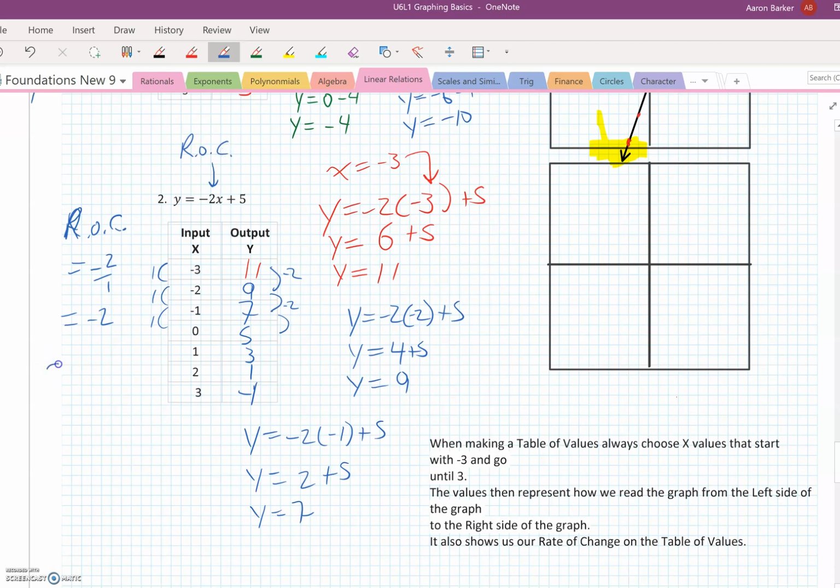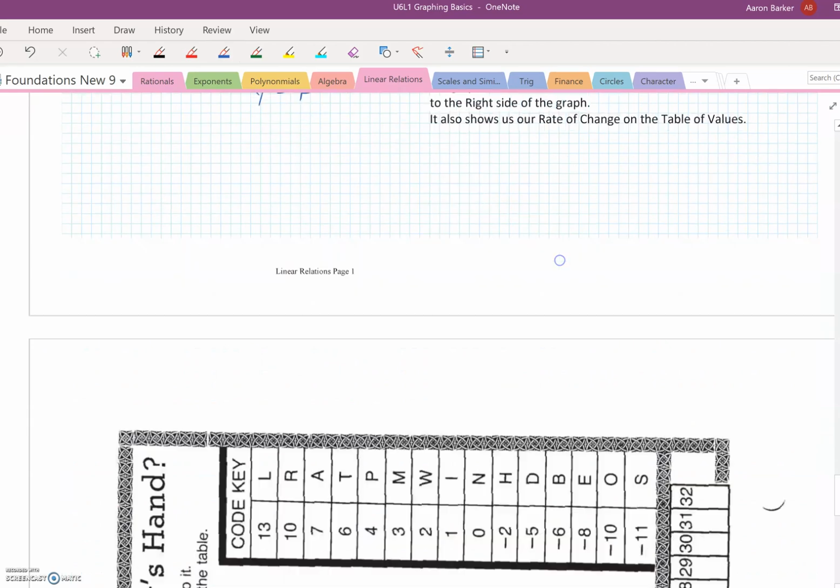What about your constant? So when you have x equals 0, what's your y value? It equals +5. And you can see that right here. Those two numbers are going to be very, very important next year. They're going to really help you graph.